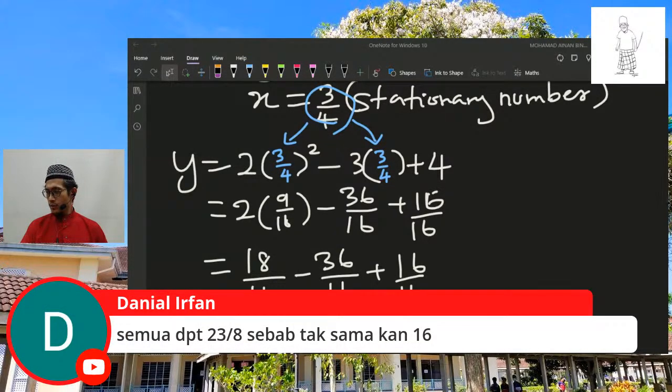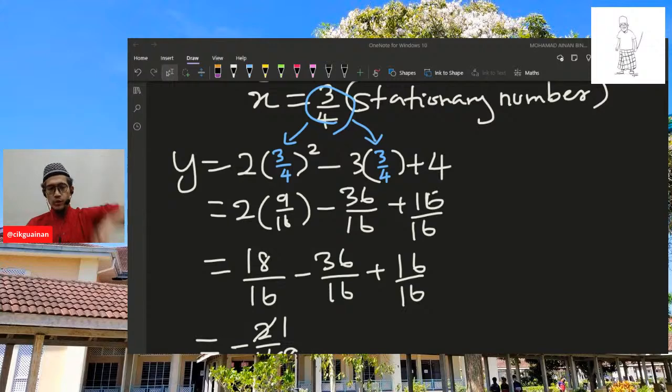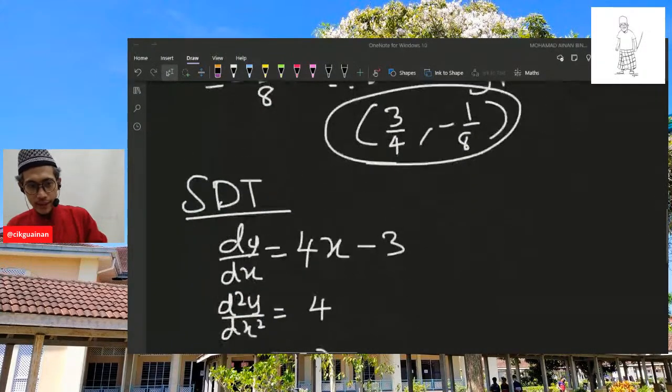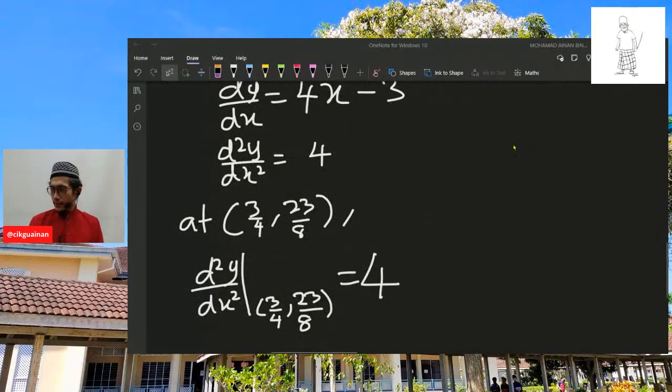Daniel over here, the whole set got 23/8 because they didn't make it over 16. I'm not sure, but I think I calculated correctly already. Okay? It's fine, dear. Okay.